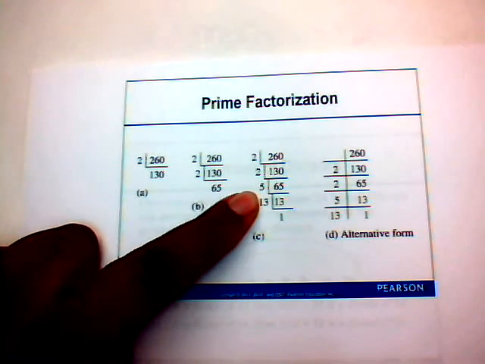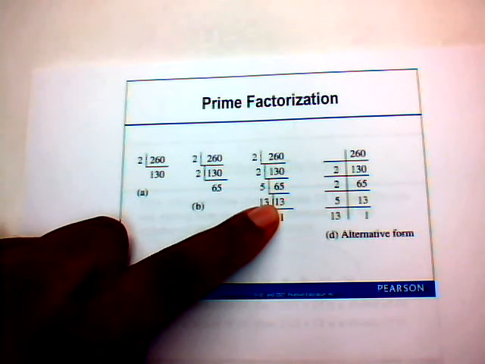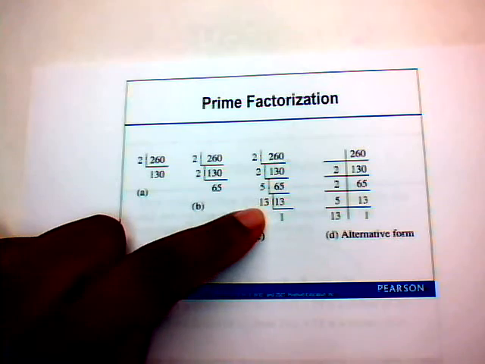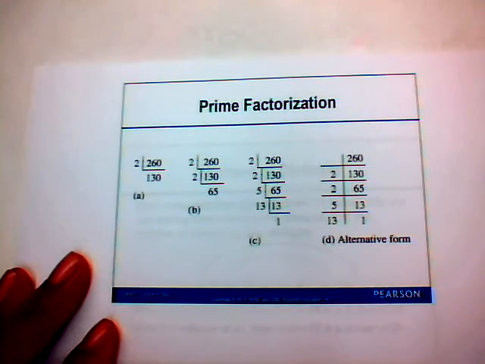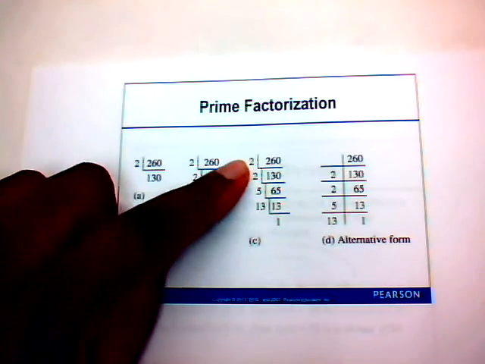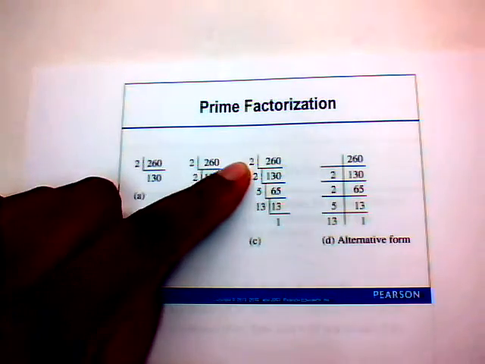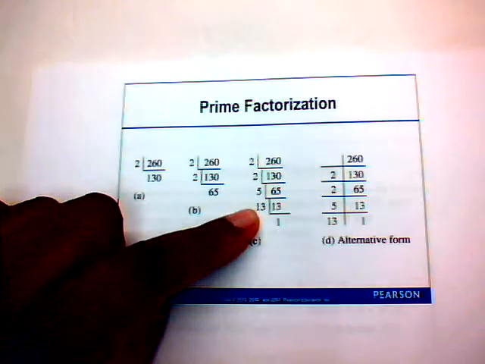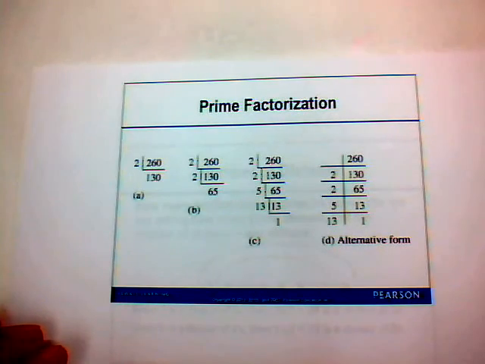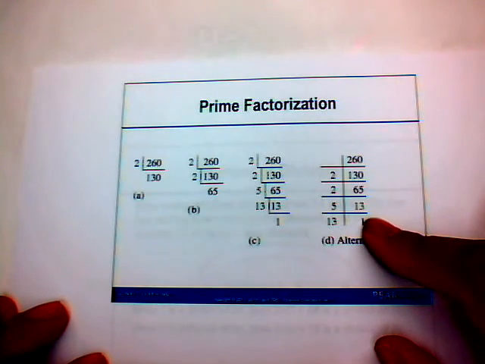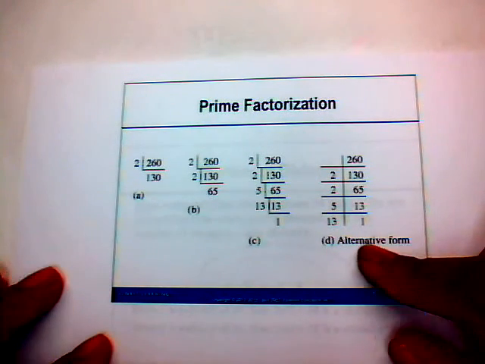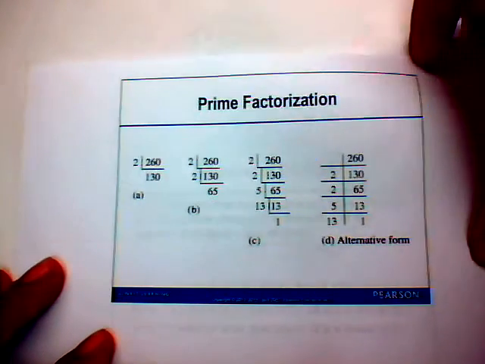Let's use 5. The last digit is a 5, so divide 5 into 65, we're going to get 13. And since 13 is prime, you can divide 13 into 13. That's going to give you 1. So the numbers on the left-hand side represent the prime factorization of 260. And this one on the right side is the alternative form, but it's done the same way.